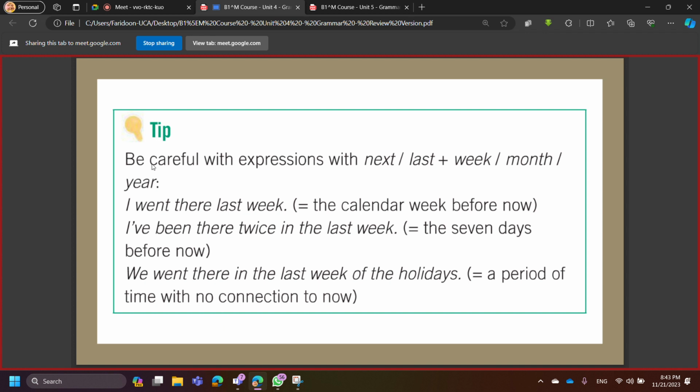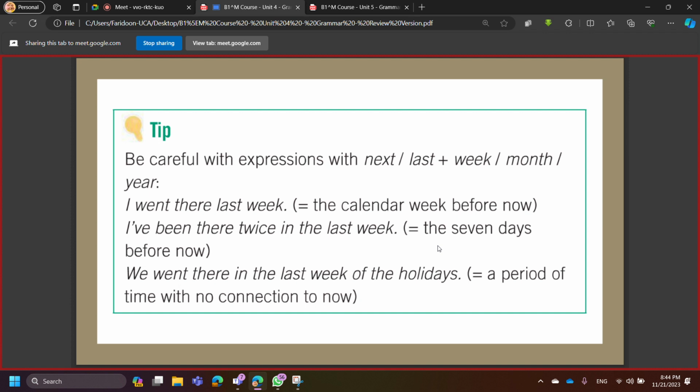A tip to remember: be careful with expressions with next or last plus week or month or year, because the meaning might be different. For instance, if you say I went there last week, it means the calendar week before now. If you say I've been there twice in the last week, it means the 7 days before now. So not really focusing on the calendar week itself, but more about your own understanding of one week, which is totally 7 days.